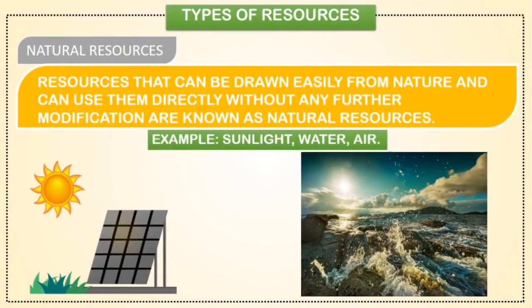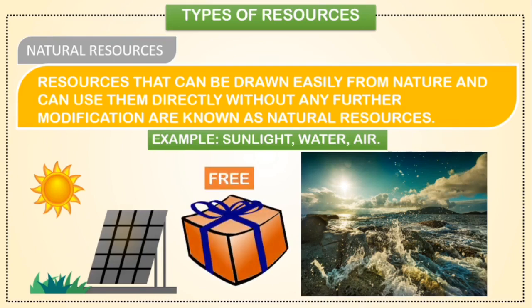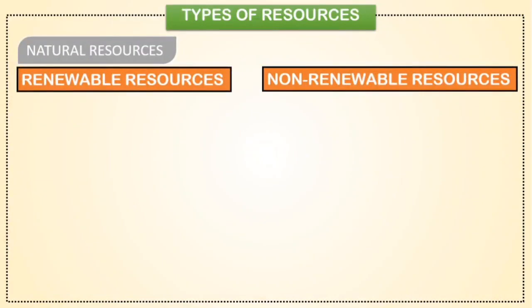See, when you are using sunlight, are you modifying it? No, right? We are not modifying it, we are using it directly. When we are inhaling oxygen, are we modifying it? No, we are not modifying it. So no further modification is required. That is known as a natural resource. Now, a detailed explanation of natural resources: they can be classified into two different types. These natural resources are also known as a free gift from nature. Now let's move towards the classification of natural resources. Natural resources can further be classified as renewable resources and non-renewable resources. So let's see what are renewable resources.